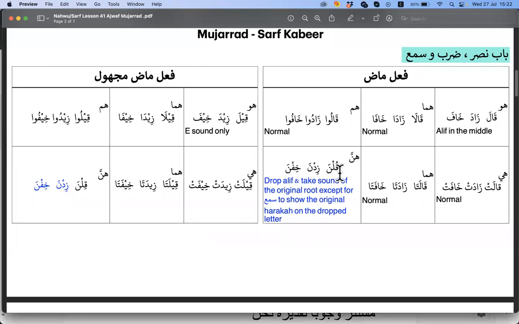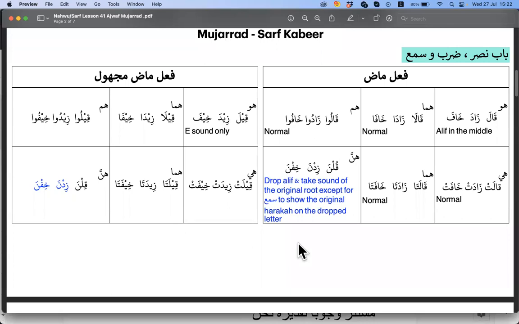So technically we should get a dhamma, like kulna. But we don't, because this word is in the Sami'a family. When it is in the Sami'a family, it gets a kasra to show the original haraka in the Sami'a. So only this one gets a kasra. Only Sami'a gets a kasra.